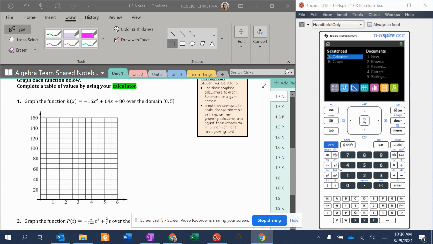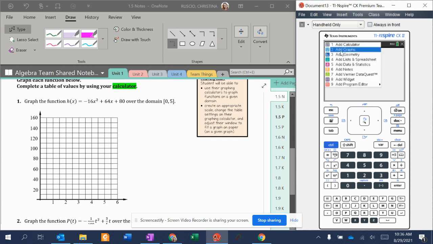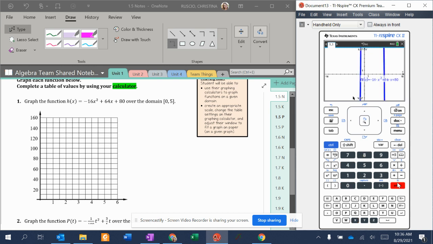Example number 1 wants us to graph this function. Remember, if it says, do you want to save, you just say no. So let's add a graph, and let's type in negative 16x squared plus 64x plus 80. Okay, so when I look at this graph, it looks kind of weird, like two straight lines, but we're going to use our graph clues to help us.